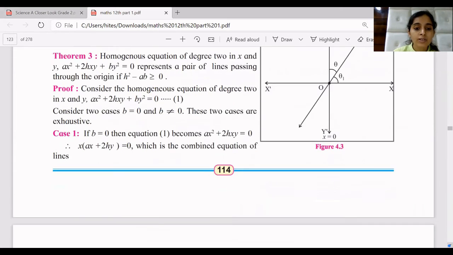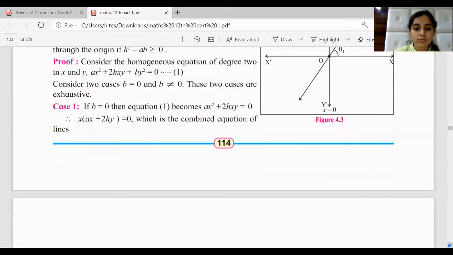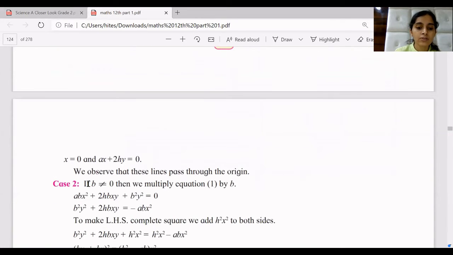Case 1, if b is equal to 0. Now, if b is 0, we get the equation as ax² + 2hxy = 0. So, we get this simplified into two factors, x and (ax + 2hy) = 0, which is a combined equation of two lines. Which are those two lines? x = 0 and ax + 2hy = 0.